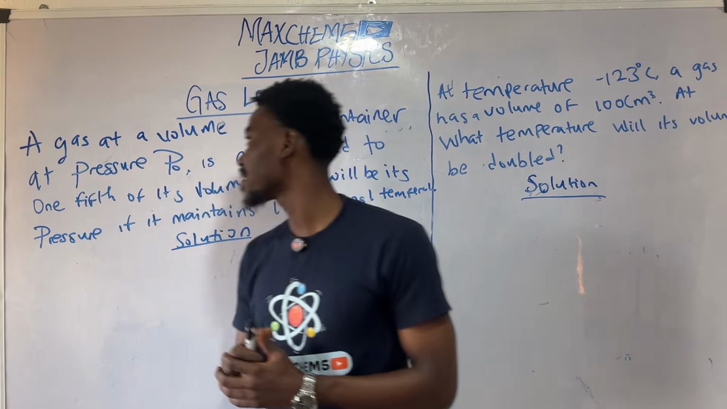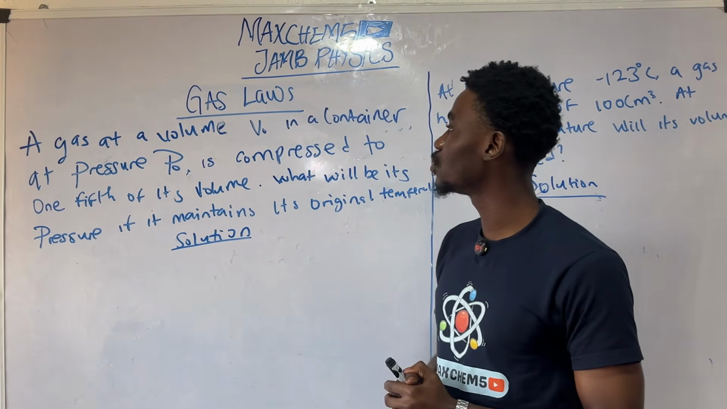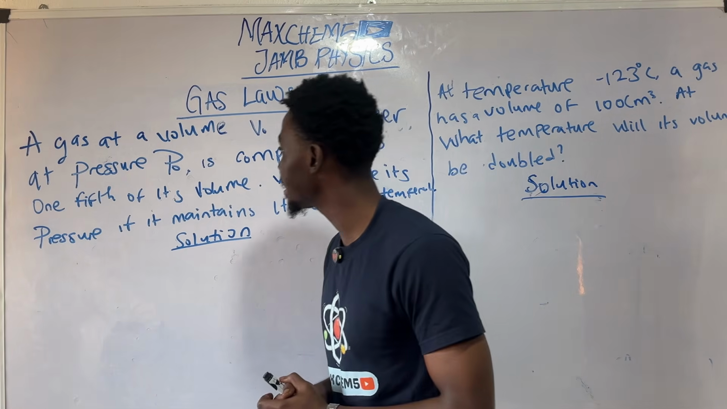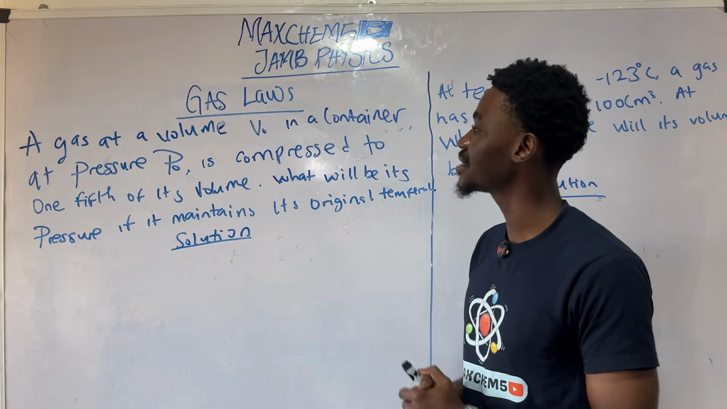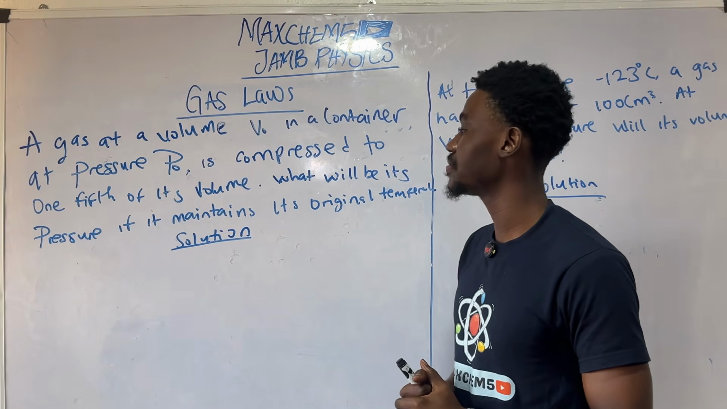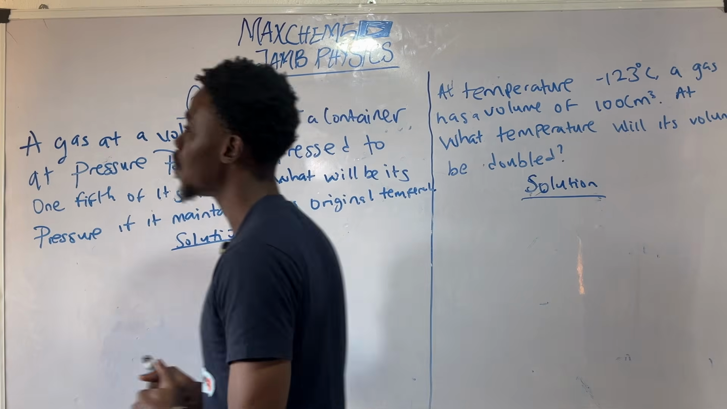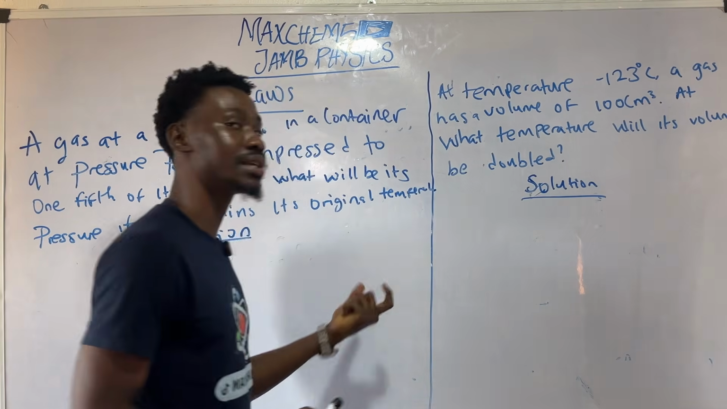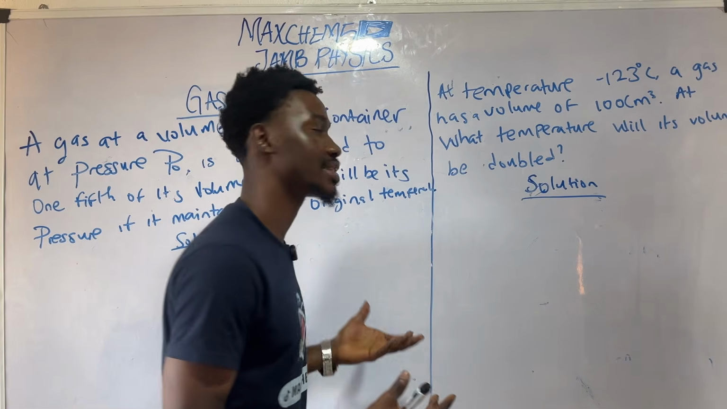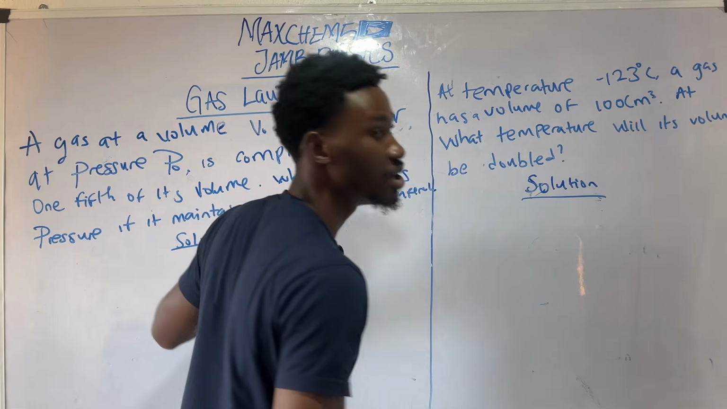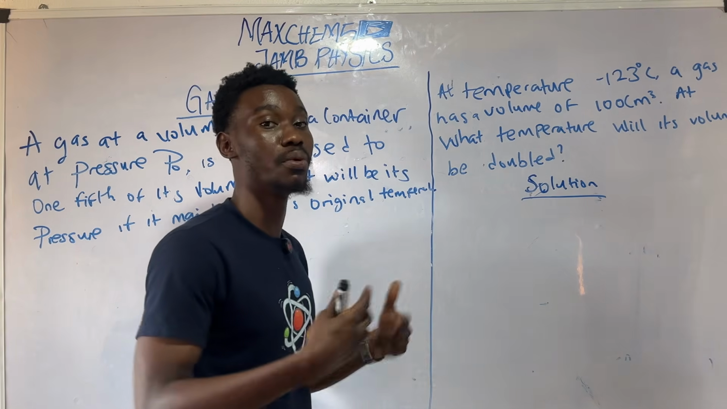Here I have a problem that says a gas at a volume V0 in a container at pressure P0 is compressed to 1/5 of its volume. What will be its pressure if it maintains its original temperature? That's the key phrase there. Maintains its original temperature. That means its temperature is kept constant. And we have varying pressure and volume. So we know automatically that this is Boyle's law.